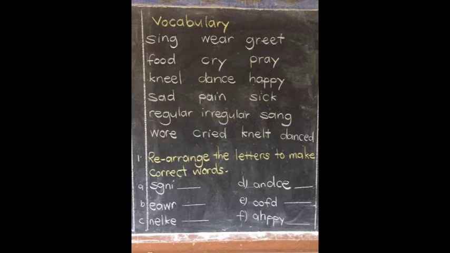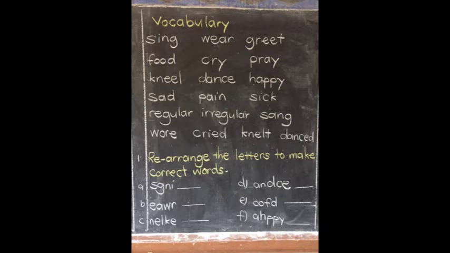Then the next one that we have is A, N, D, C, E. Still, you look at those letters very well and form a correct word. Then on E, we have O-O-F-D. Still, you rearrange those letters and form a correct word.